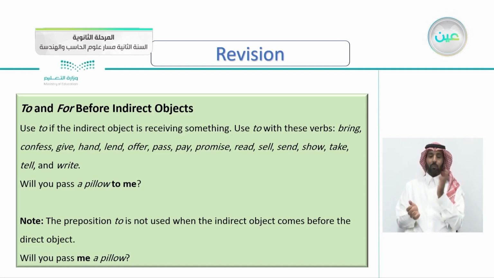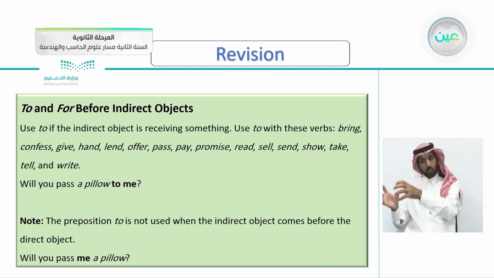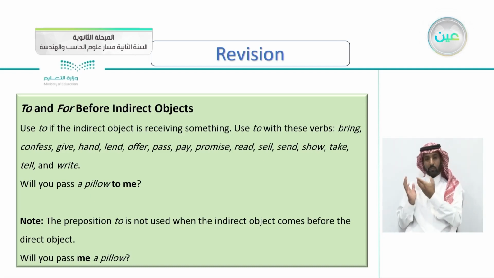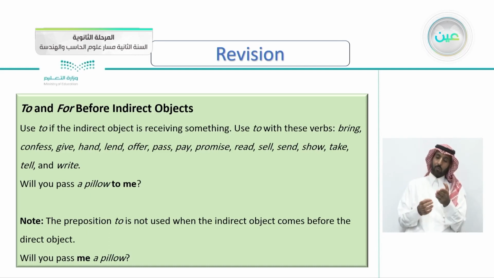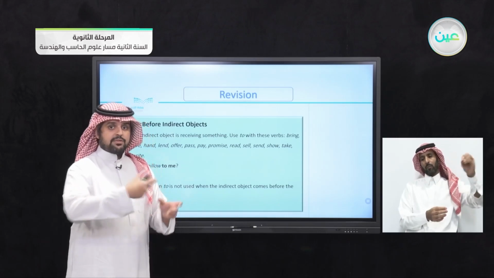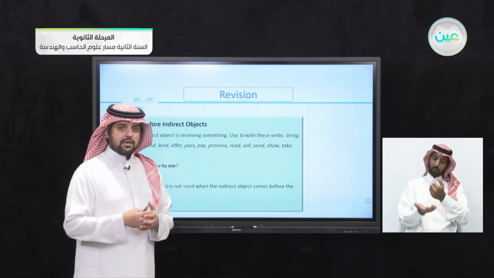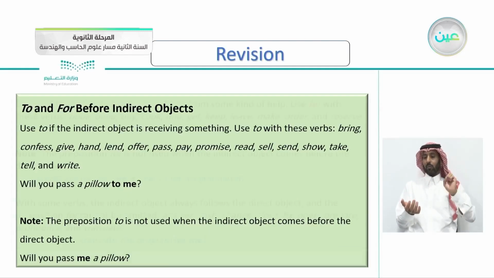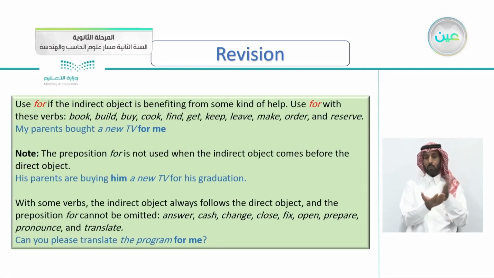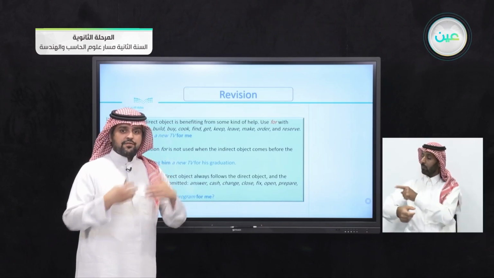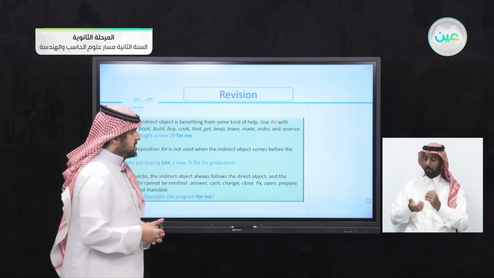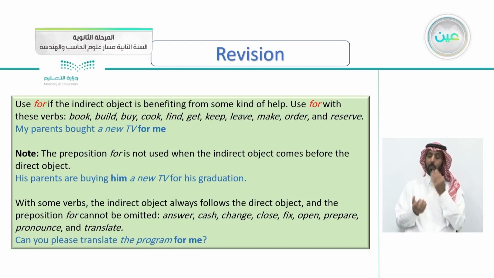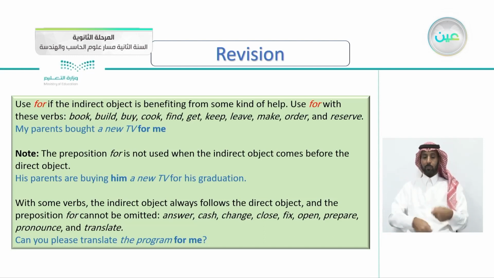For example, will you pass a pillow to me? Note the preposition to is not used when the indirect object comes before the direct object. So if the indirect object comes before the direct, we omit the preposition, whether it's to or for. We use for if the indirect object is benefiting from some kind of help. So we use for most of the time when someone is doing something for someone, helping them as a nice gesture. We use it with verbs like book, build, buy, cook, find, get, keep, leave, and etc.